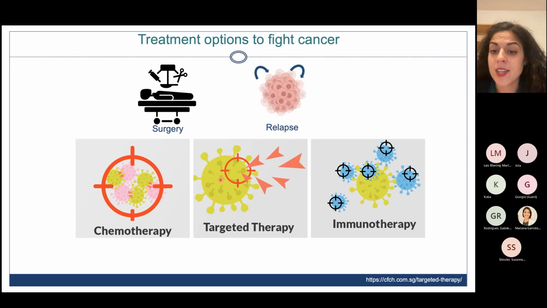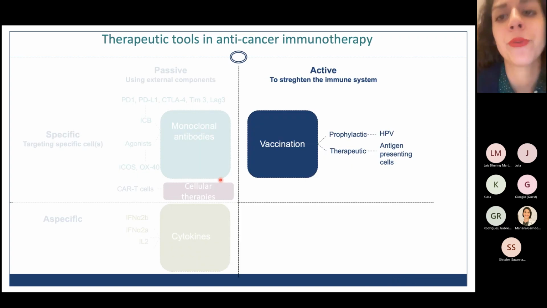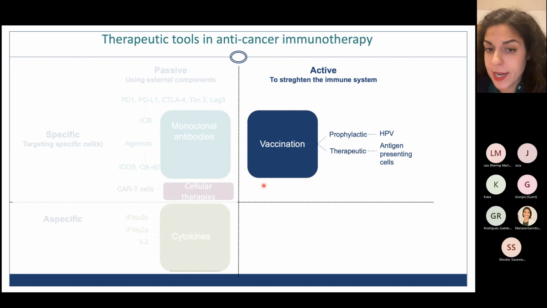And with immunotherapy, what is really revolutionary, to me, is that now to cure cancer, you will target the immune cells. You will not target the cancer cells. And you suppose that by targeting the immune system, you will have a global response within all your body against the cancer cells. So there are different kinds of immunotherapy. First, there is active immunotherapy that aims to strengthen your own immune system. So basically, it's a vaccination.